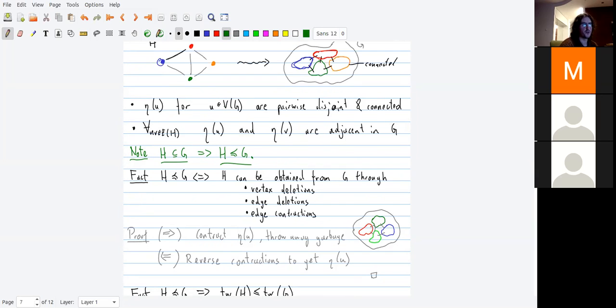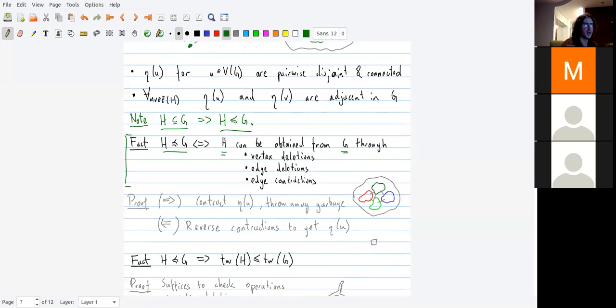H is a subgraph of G if you can obtain H from G by removing vertices and removing edges. So you have a similar operational definition for minors. Namely, H is a minor of G if and only if H can be obtained from G through the following three operations: either vertex deletion or edge deletion, these are the usual subgraph operations, and also edge contractions.